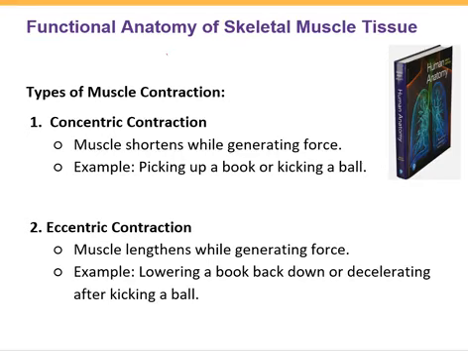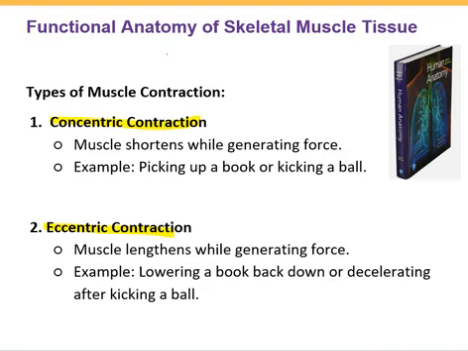Welcome to this video regarding functional anatomy of skeletal muscle tissue, chapter 10 of our human anatomy textbook. There are two types of muscle contraction: concentric contraction and eccentric contraction. Concentric contraction simply means when muscle gets shorter, like when you pick up something or kick a ball. That is the example of the concentric contraction.